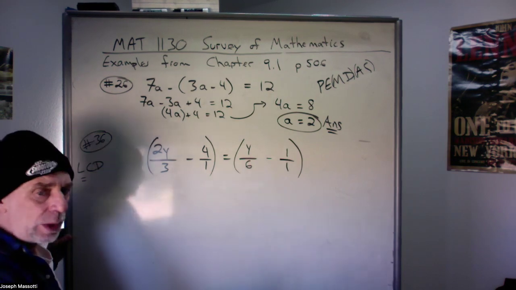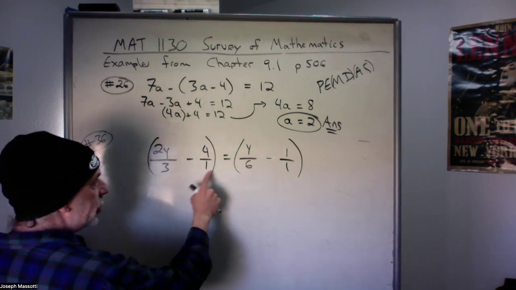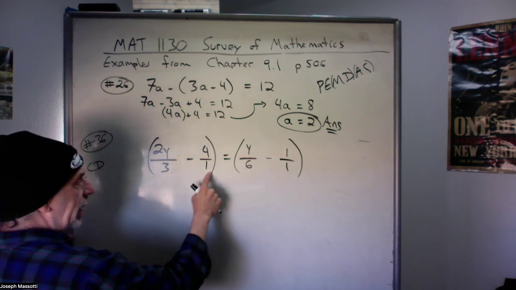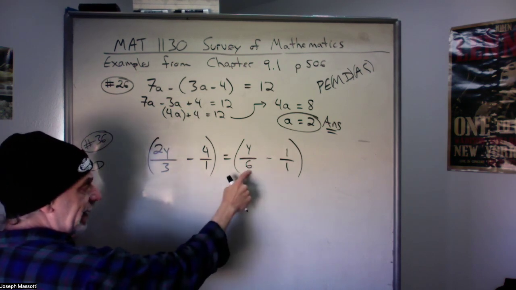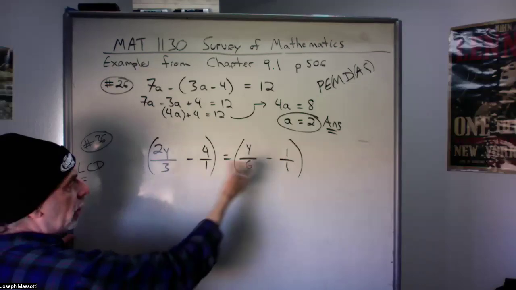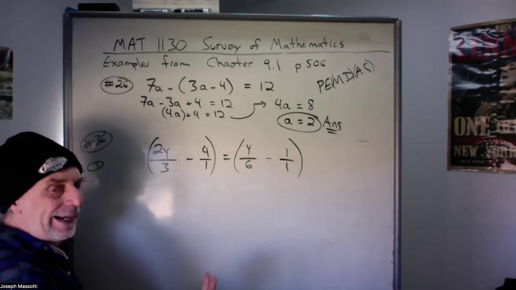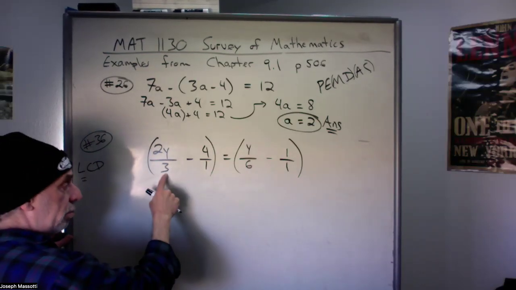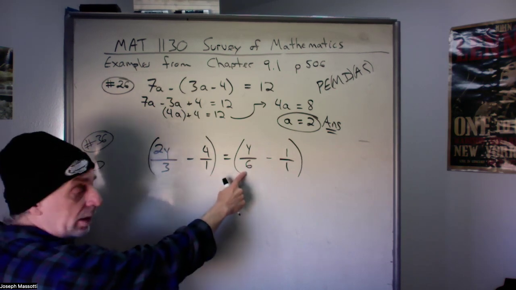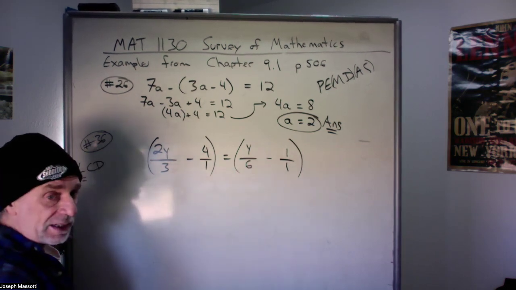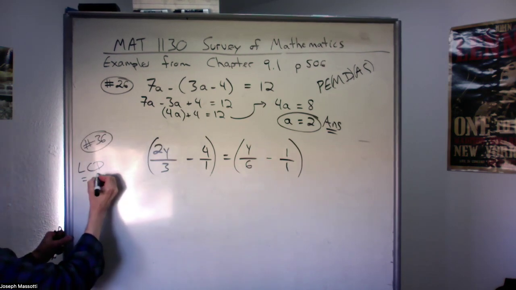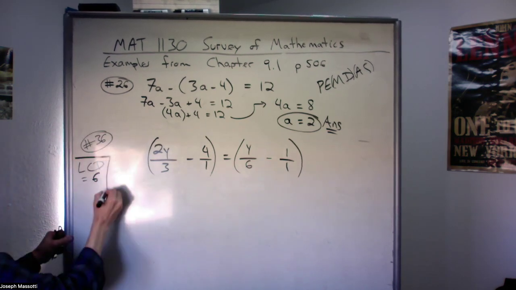So I think the easiest way to find this is you look at the largest number among the denominators, which in this case is 6, and you ask yourself if all the other denominators divide into that evenly. Well, 3 divides into 6 evenly, 1 divides into 6 evenly. So our least common denominator is going to be 6.